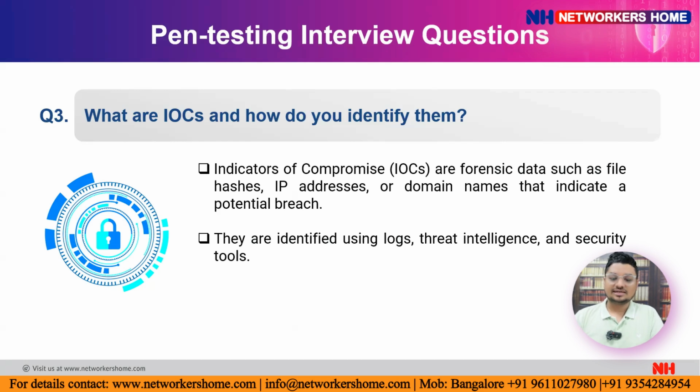So, indicator of compromise, that is the IOC. It is forensic data such as files, hash values, IP addresses or names that indicate a potential breach. Already something happened, something is compromised and they want to indicate it, so it is known as an IOC. They are identified using logs, threat intelligence or security tools.